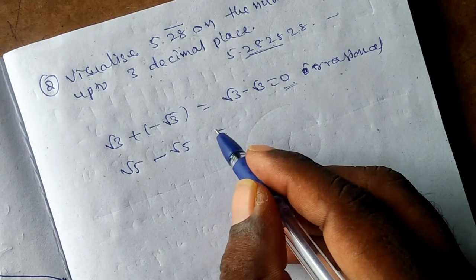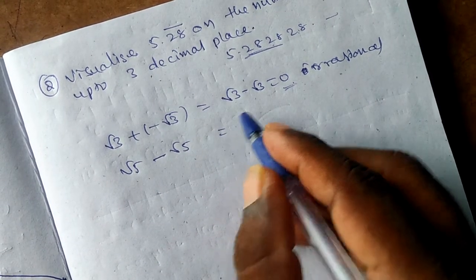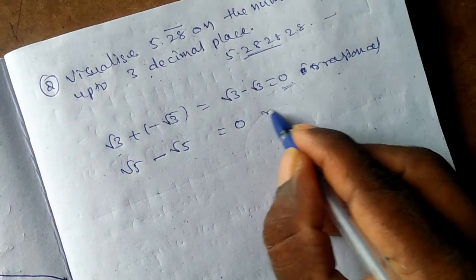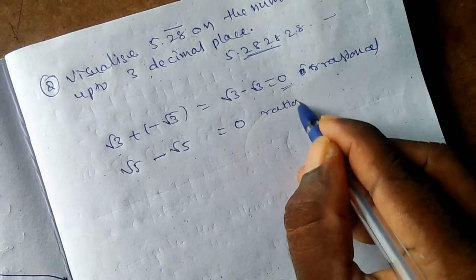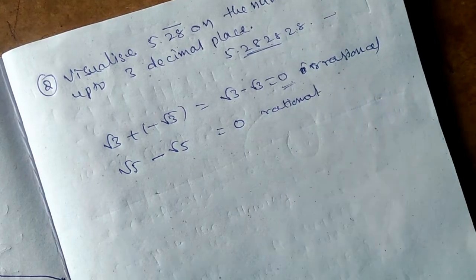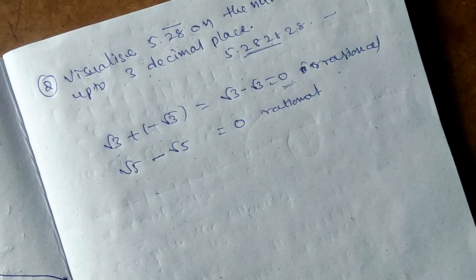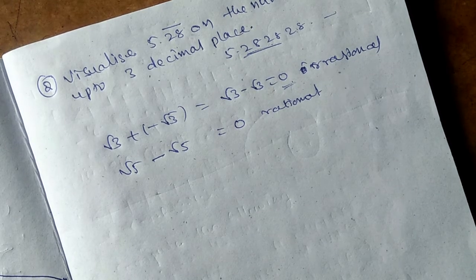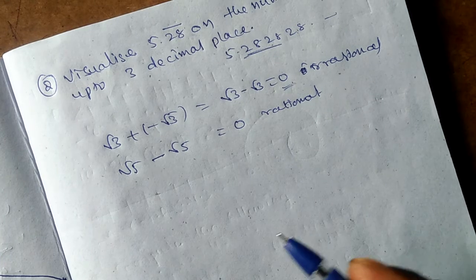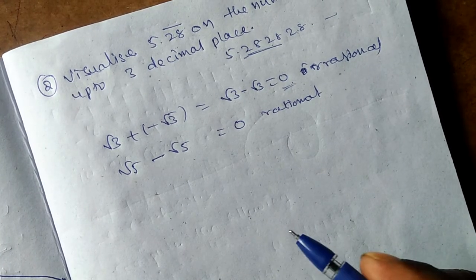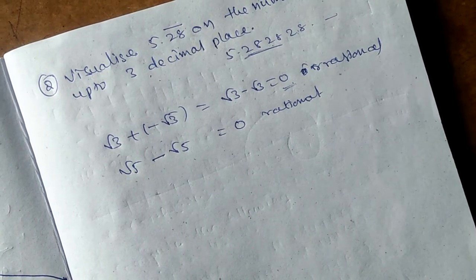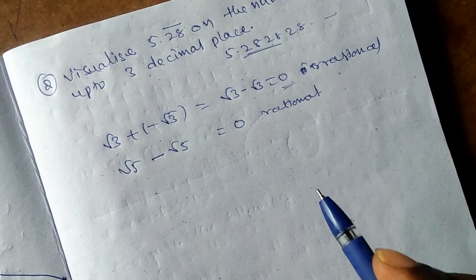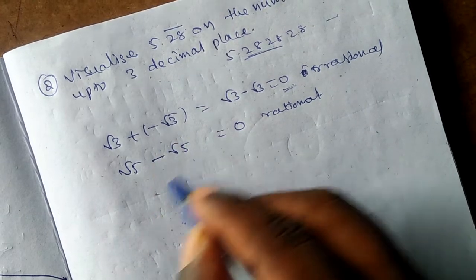Next, root 5 minus root 5. So I take two irrational numbers and do subtraction. Here also we get 0. It is also, yes, a rational number. So the difference of two irrational numbers may not be an irrational number. It is a rational number. Understood?